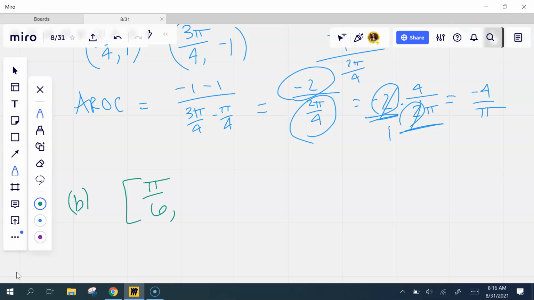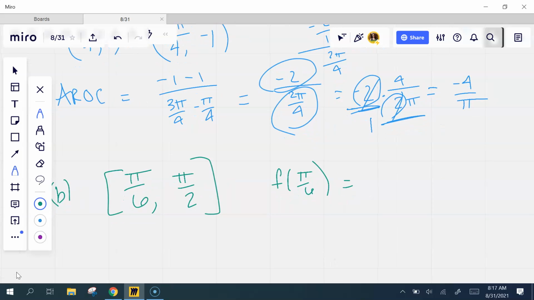Pi over 6 to pi over 2. So again, I need the y values that correspond with these x values, right? The endpoints of the interval. Remember, we're using fancy words that really just mean slope. The average value of the function over this interval is just the slope between the two endpoints. That's it. So let's find the endpoints.